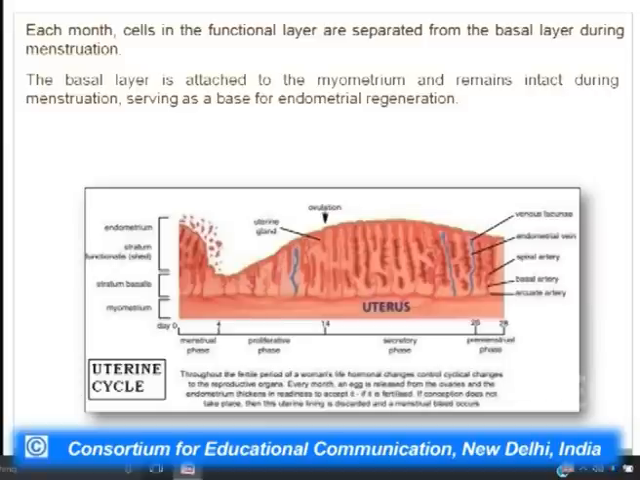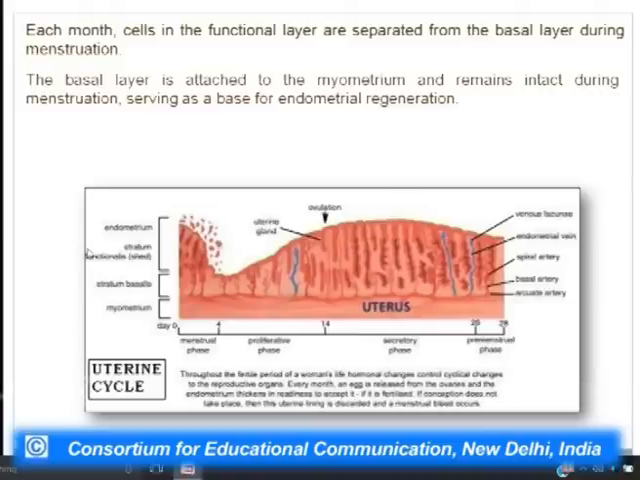The basal layer is attached to the myometrium and it remains intact during menstruation, serving as a base for endometrial regeneration. So, you can see here that this is functionalis, this is basilis and this is myometrium. So, basilis remains throughout. However, the functionalis layer, in the menstrual phase, is sloughed off and released out of the body along with blood, and then again it regains and undergoes a proliferative stage.